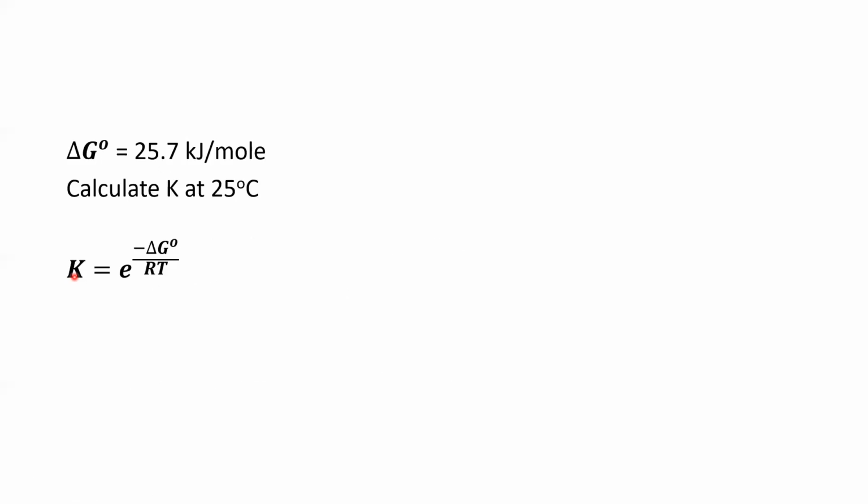Again, kilojoules per mole, we need to convert this to joules per mole before we plug it in here. Don't forget the negative sign too. R is going to be 8.31 joules per mole Kelvin, and 25 degrees Celsius is 298 Kelvin, which we want to plug in here. Figure out what this exponent is, take e to that number, and that'll give you K.